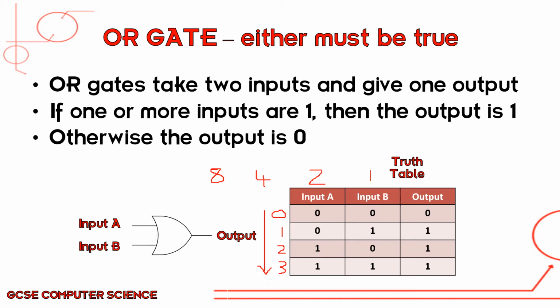Now with the OR gate, we can see that we just need one of the inputs to be true or both of the inputs to be true. So it's one input or both inputs are turned on and the output will be turned on.